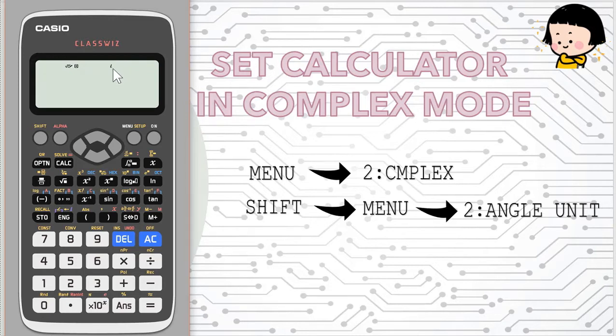After that, we can also set our calculator in radian mode, as we can find our argument in radian. So click Shift and then Menu, choose number 2 for angle unit. After that, choose number 2 for radian mode. Make sure after you do this, at the top of your calculator, we have a capital R, which stands for radian.